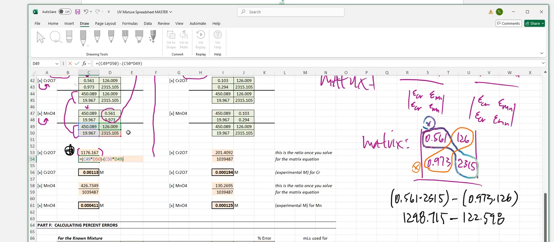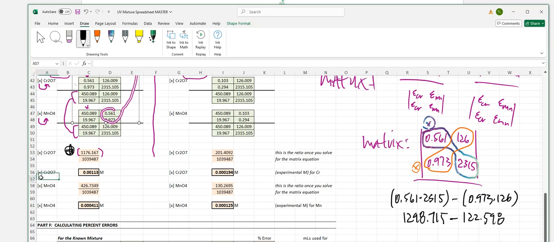Close the parentheses back off and hit enter. And that's where that value comes in as well. That's how you solve for a matrix problem. You take the two corners, multiply them, take the other two corners, multiply those, and then do the difference of.